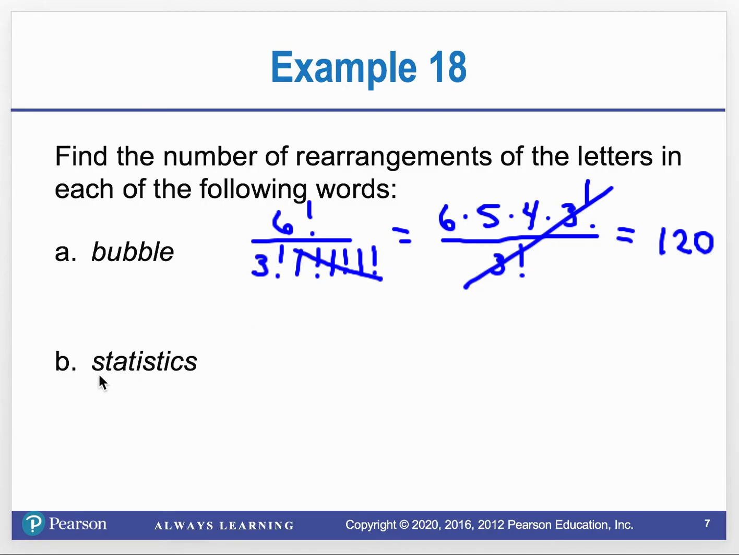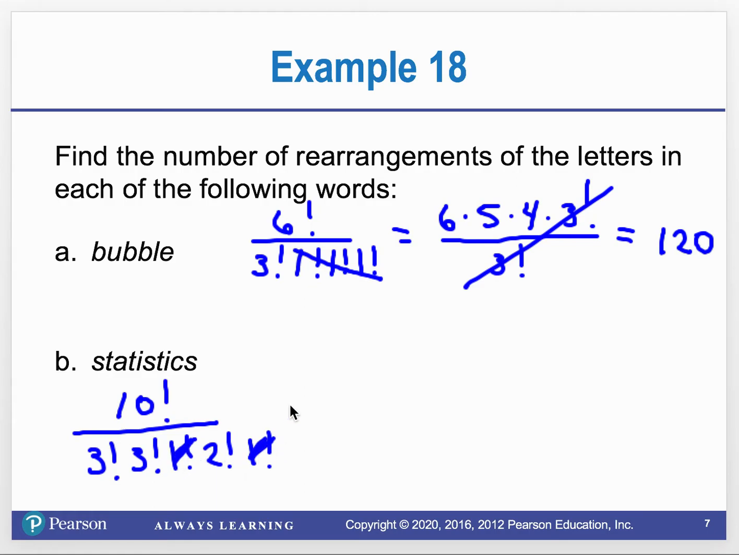As soon as I notice some of the items are alike, then I've got a formula for that. 1, 2, 3, 4, 5, 6, 7, 8, 9, 10. So this is 10 factorial over, there's 3 S's, 3 T's, 1 A, 2 I's, and 1 C. 3, 6, 7, 8, 9, 10. Perfect. I feel comfortable with that.